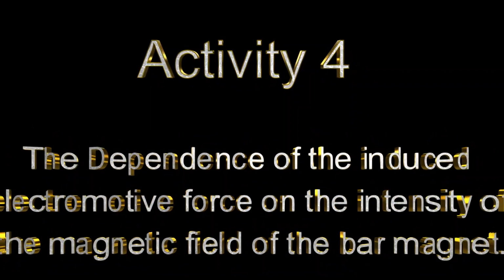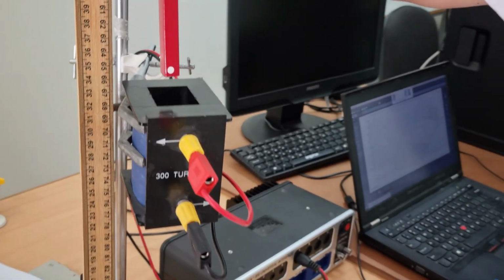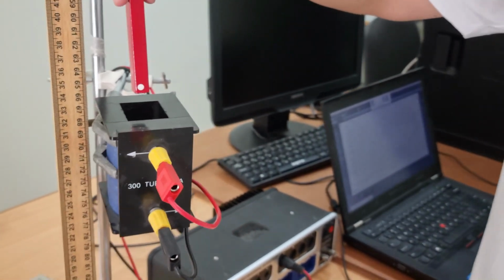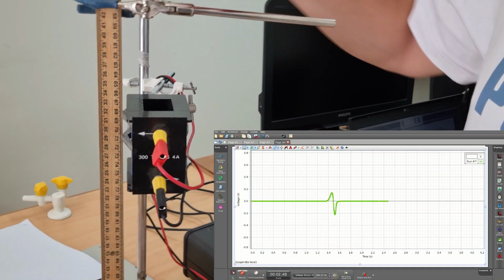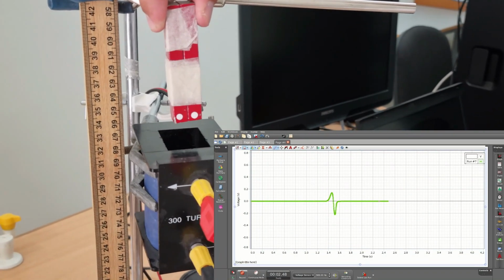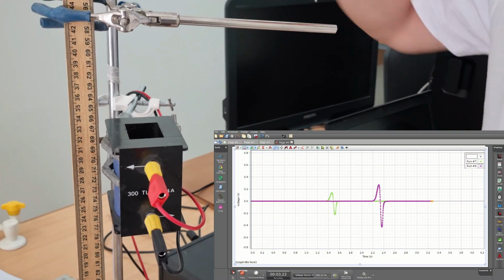Activity 4. The dependence of the induced electromotive force on the intensity of the magnetic field of the bar magnet. We drop two magnets with the same poles facing downwards at the same time through the coil, thus increasing the intensity of the magnetic field. We observe that the value of the induced electromotive force increases.